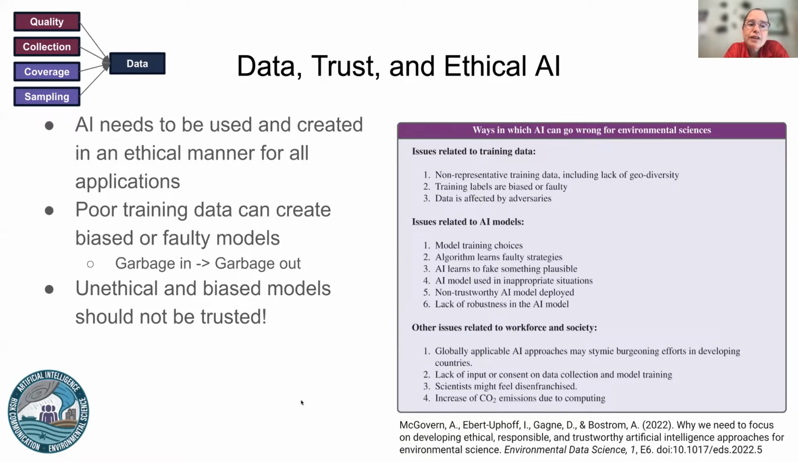The fact is the AI needs to be created, used and trained in an ethical manner for all of the applications, right? And if we use poor training data, we're just going to create a poor model. It is garbage in, garbage out. So in addition to what he just talked about, I'm going to give you some examples. Let's go to the next slide.